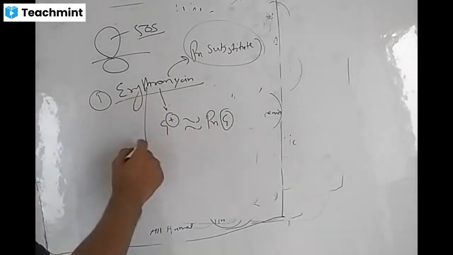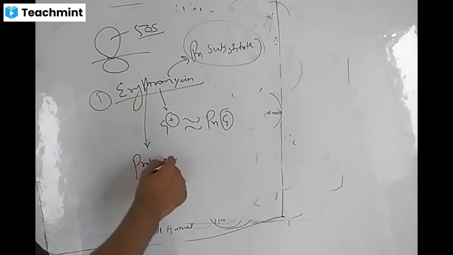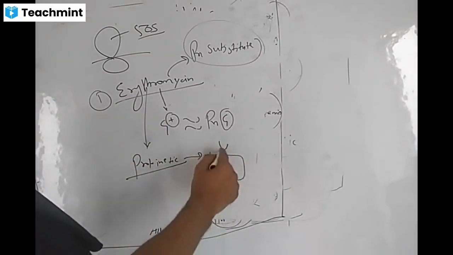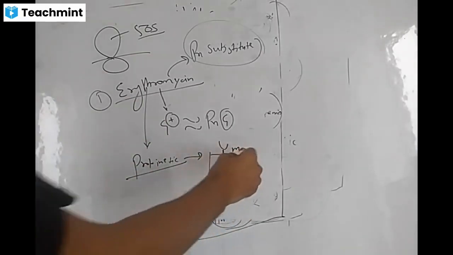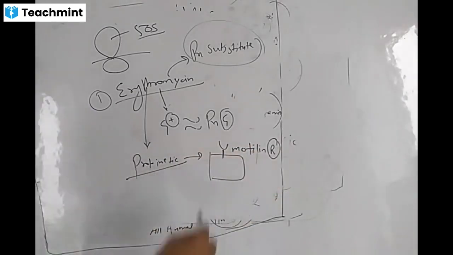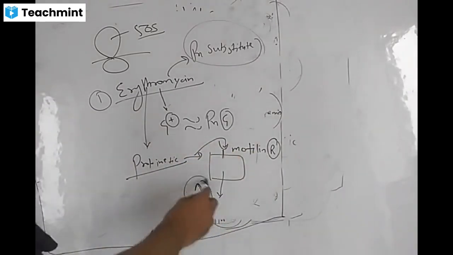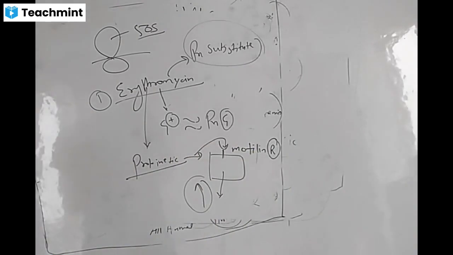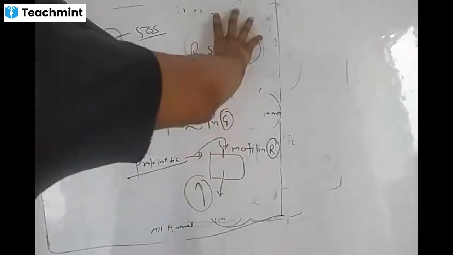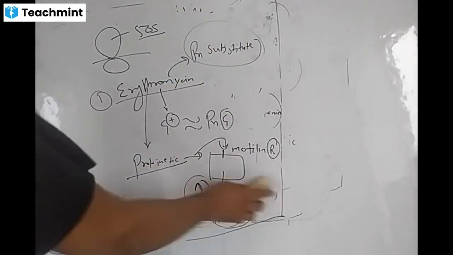The second one related with erythromycin is prokinetic. It is a prokinetic effect, because in the GIT there is a receptor known as motilin receptor. So it stimulates the motilin receptor that may increase the contraction and peristalsis of the GIT. So prokinetic. So two MCQs with erythromycin: penicillin substitute as well as prokinetic effect.